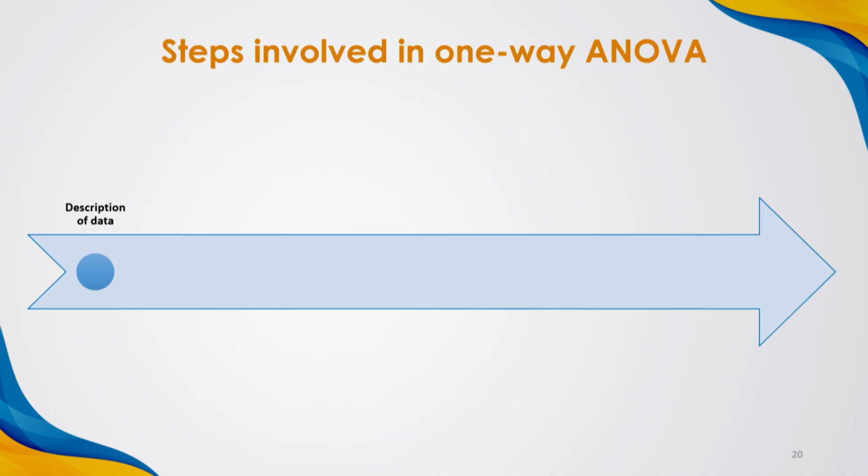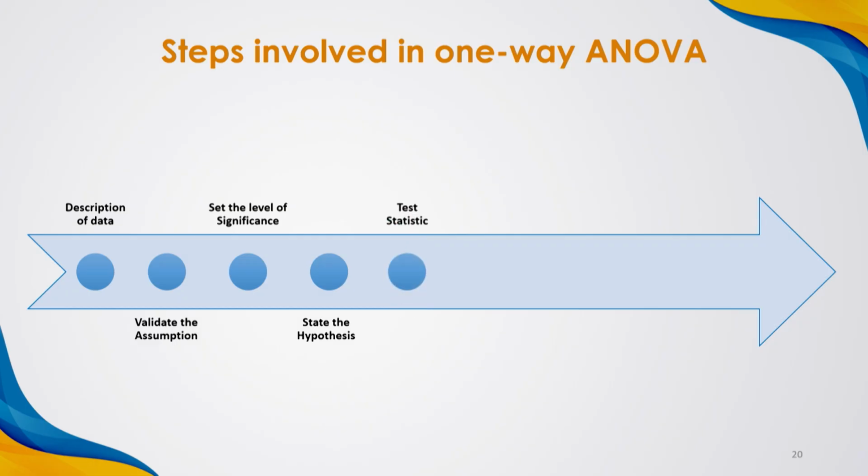So, the very first step is description of the data. We will describe whatever data we have collected based upon our research problem. Then we will validate the assumption. Thirdly, we will set the level of significance, and we then state the null and alternative hypothesis for the problem. We calculate the test statistic, and then we will try to find what is the sampling distribution of the test statistic. Based on that, we will calculate the critical value. So, based on comparing the test statistic value and the critical value, we make the statistical decision.